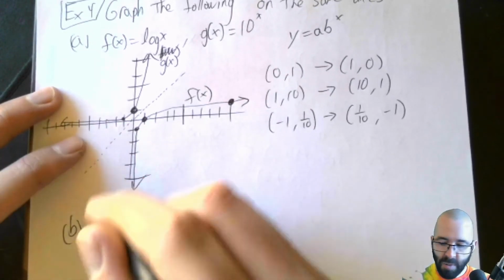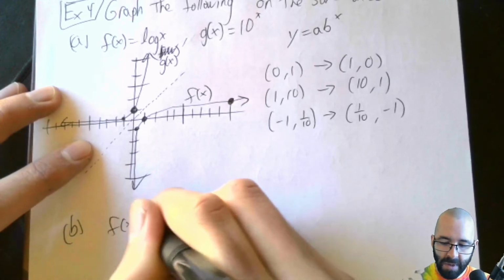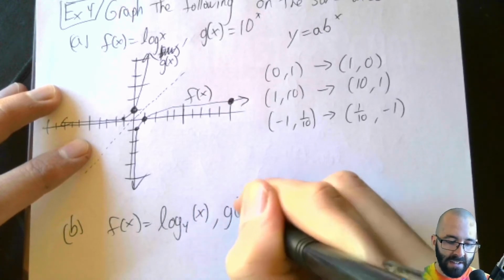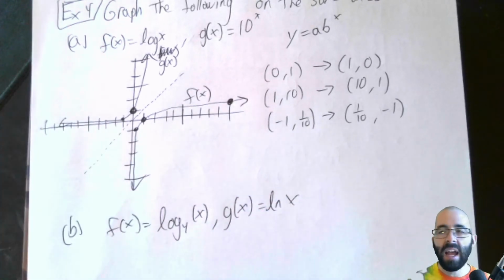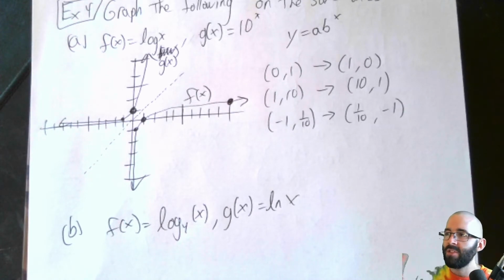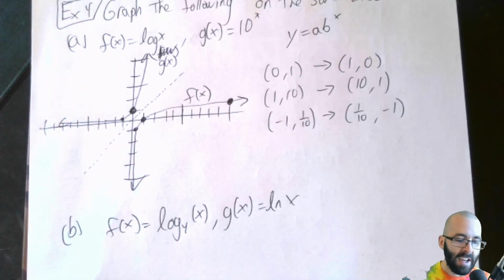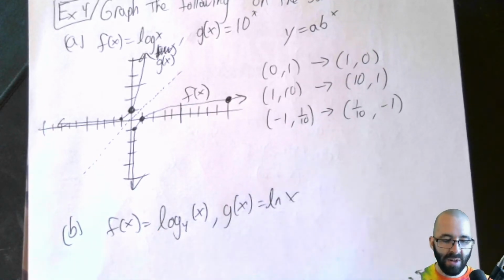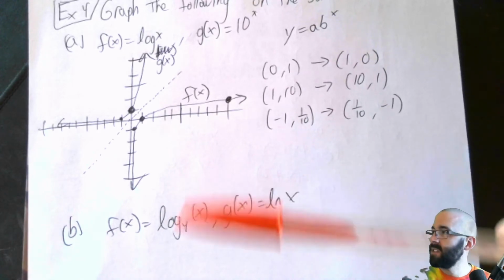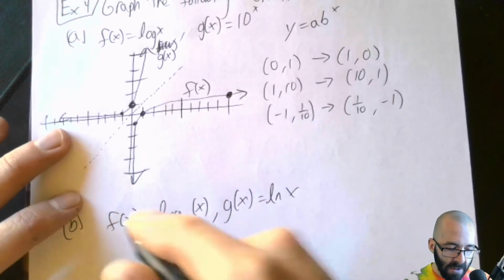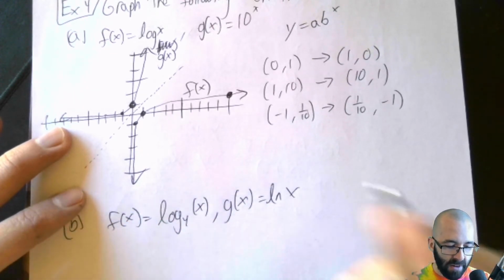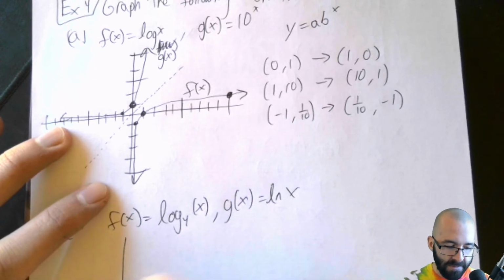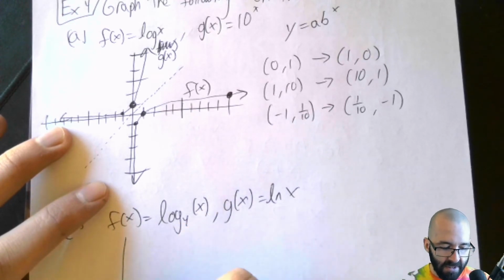So part B is a little sad. There's no symmetry in part B. F of x is equal to log base 4 of x. G of x is equal to the natural log. In part A, we really just showed what inverse functions look like. In part B, we're going to compare different logarithms and see what they look like. I'm going to use a different color for one of them. So we're graphing 2 different logarithms. Let's count to 5.